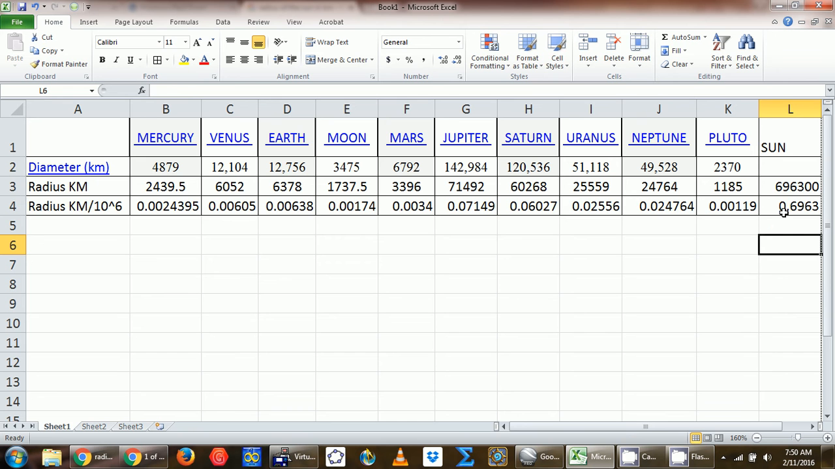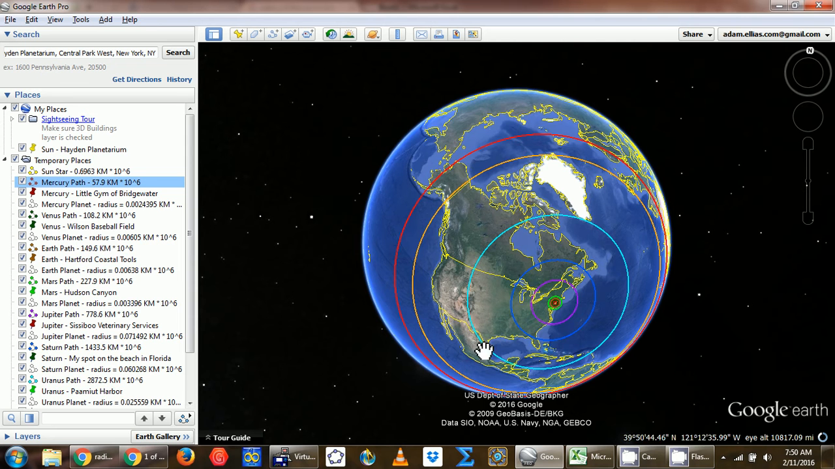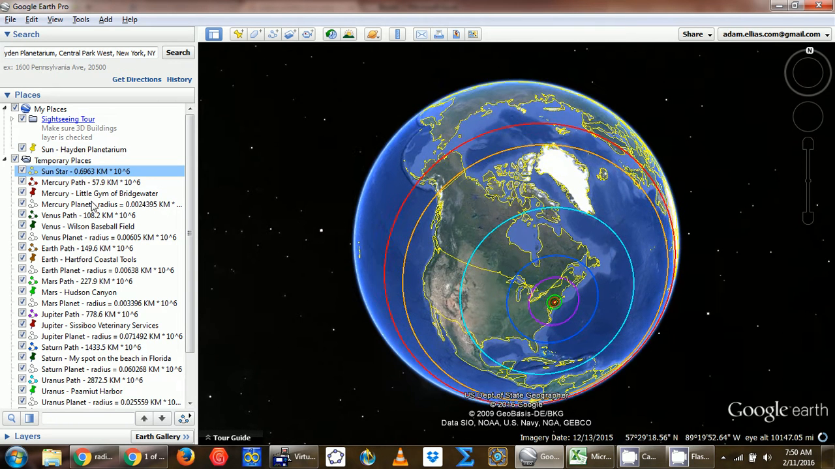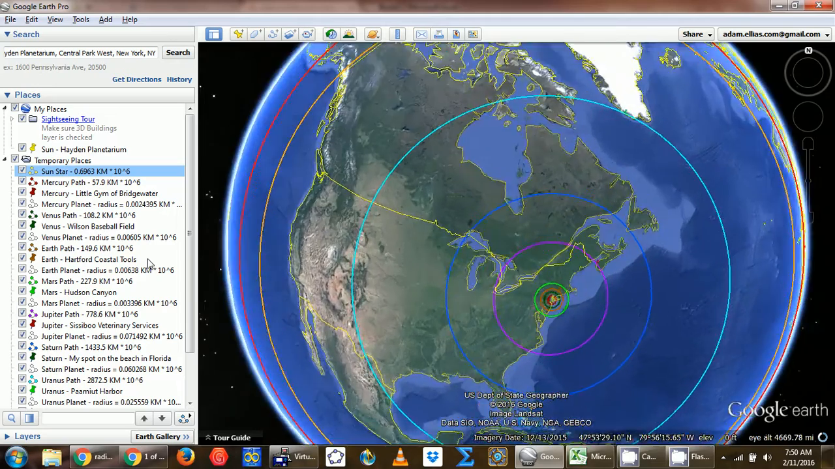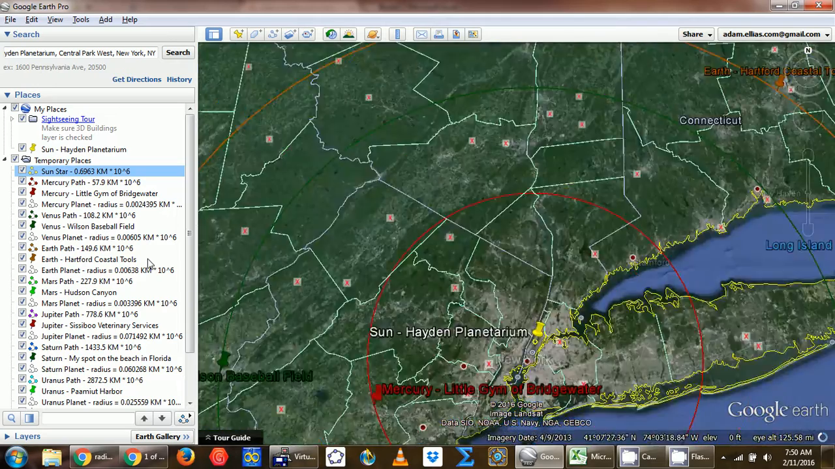And notably, the sun is gigantic and Pluto is absolutely small, and that was apparent in here. Here are all their orbits, like I said again, and they're all color coordinated. Let's start with the sun at the center of the solar system. I did it at the Hayden Planetarium, so I'm going to zoom in there. And this will be the largest circle, representing our star.